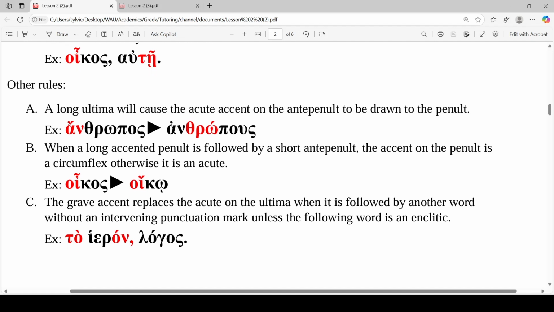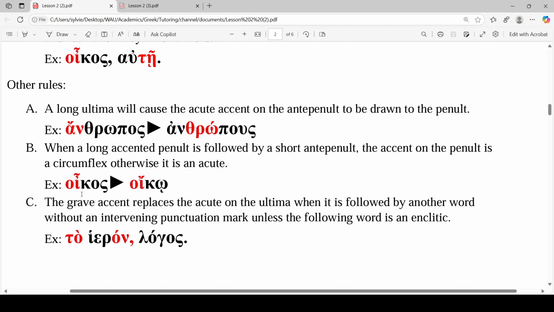The second rule tells us that when a long accented penult is followed by a short ultima, the accent on the penult is a circumflex. Otherwise, it is an acute accent. This is exactly what happens in the word oikos. In the word oikos, the penult is the accented syllable. But which accent should be used? Here we use the circumflex accent because it's a long syllable, oi, with a diphthong, and oi is not at the end of the word.